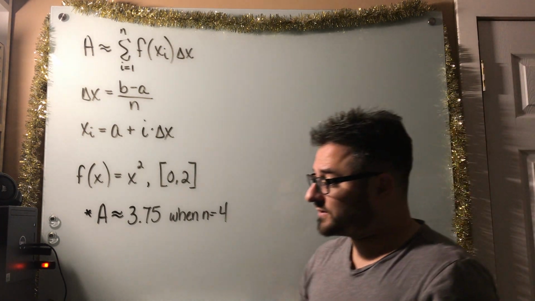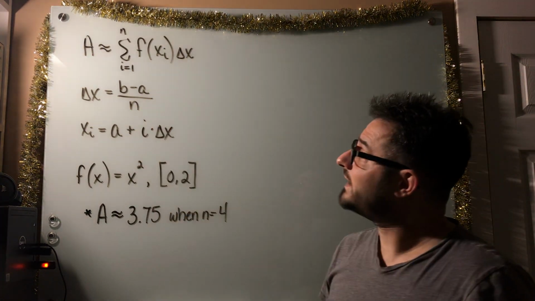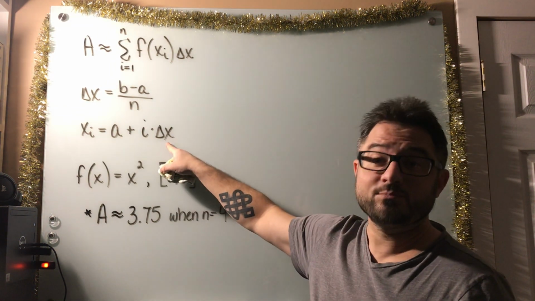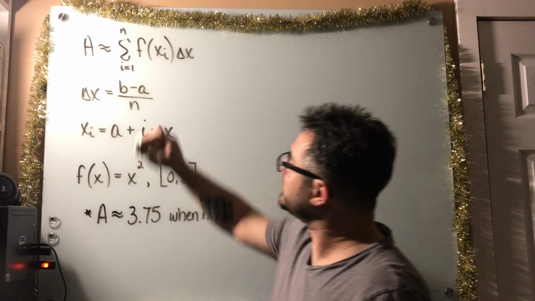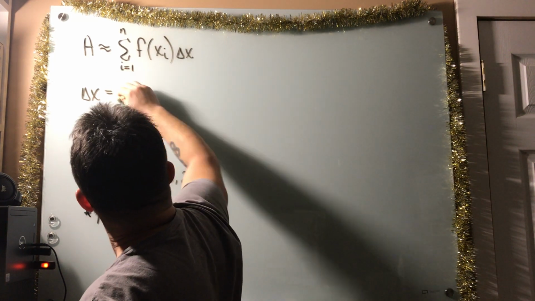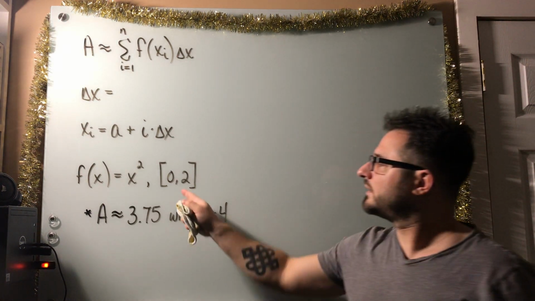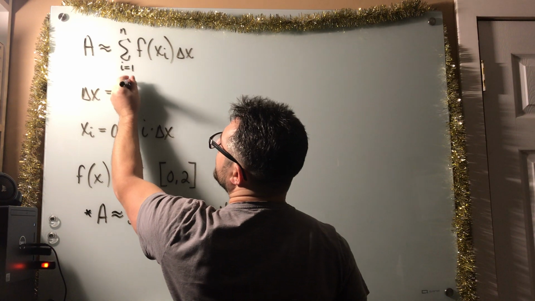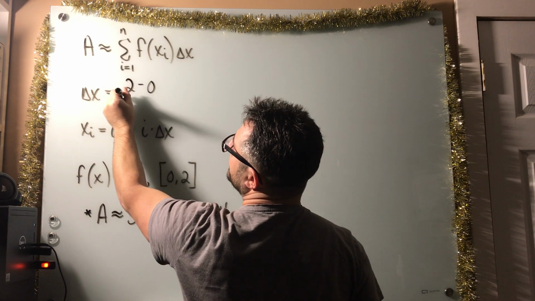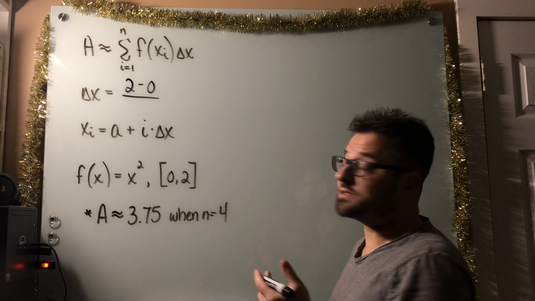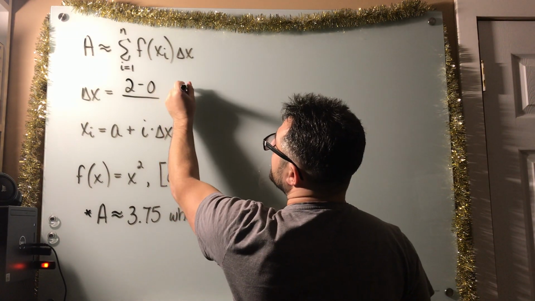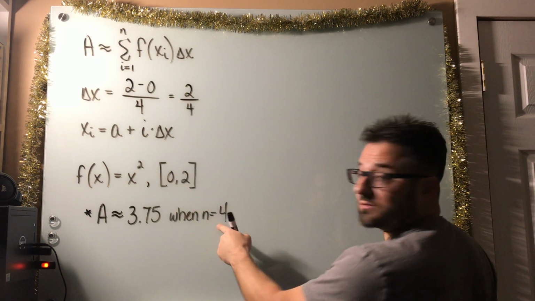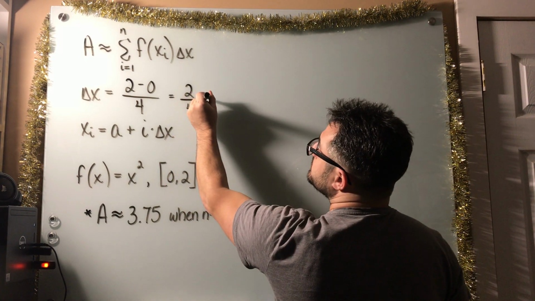Okay, so first off, delta x. We start there. We can't do x sub i without it, so delta x is always a good place to start. Now, the endpoints of the interval are 0 to 2. So if we want to know the total width of the interval, we take the right endpoint minus the left endpoint, which of course is 2. And we divide that by the number of rectangles we're going to use.